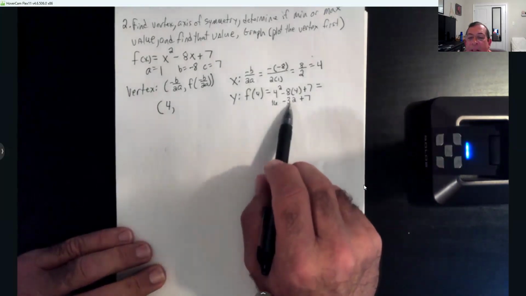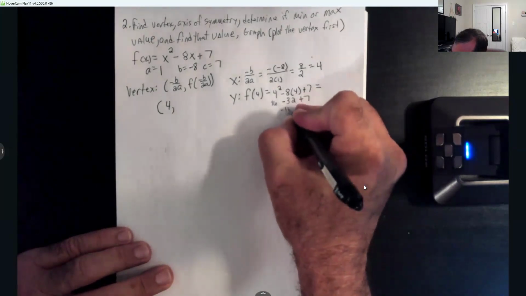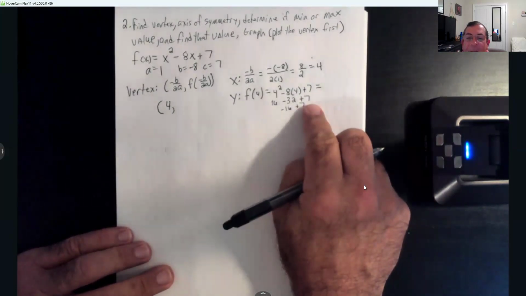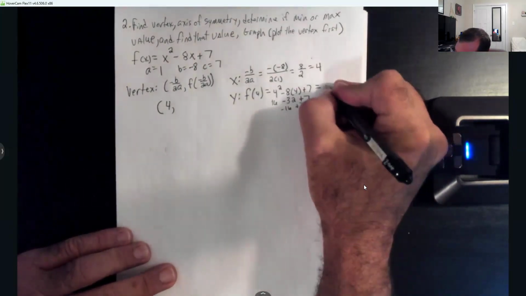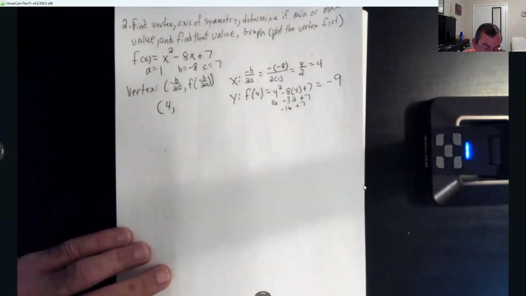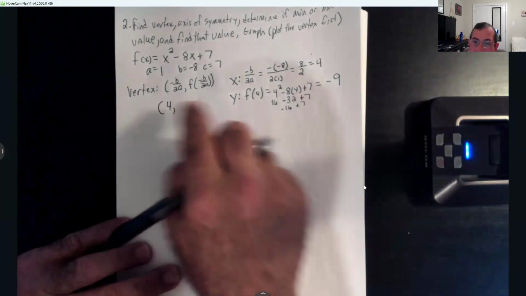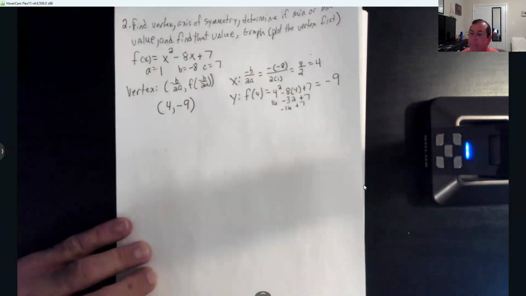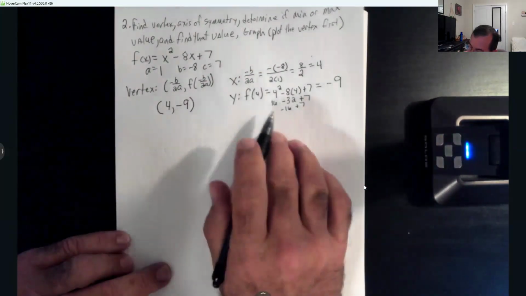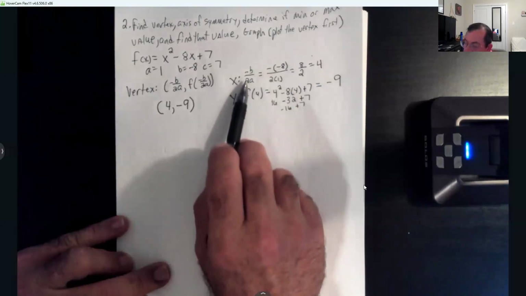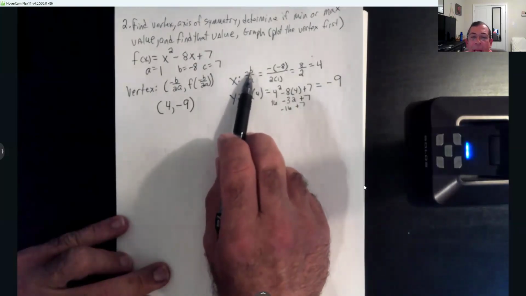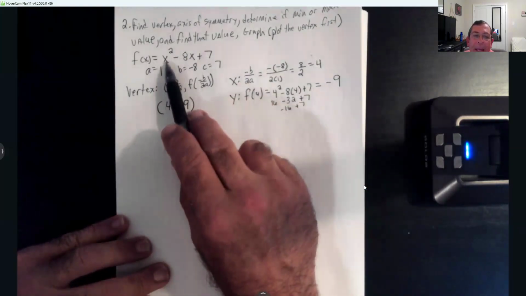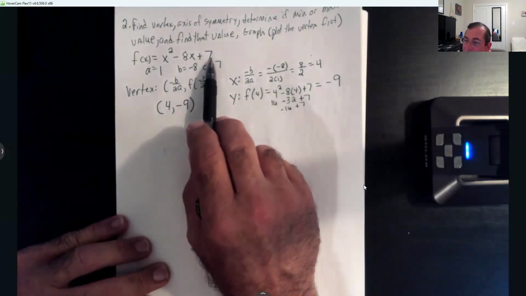All right, so 16 minus 32 is -16. And -16 plus that 7 gives me an answer of -9. So my x value is 4. My y value is -9. Okay, y'all, that's the trick of the vertex formula. You find what the x value is by doing -b over 2a. Once you have that x value, you plug it back into the function to get the y value, okay?